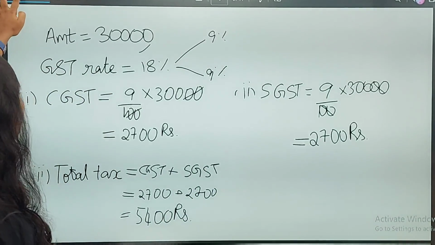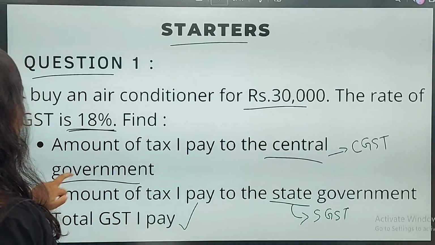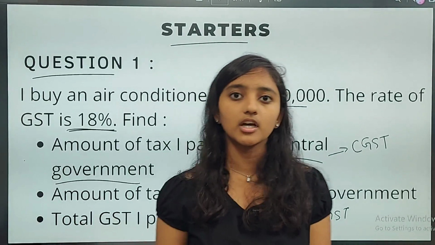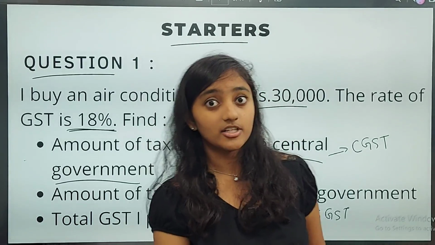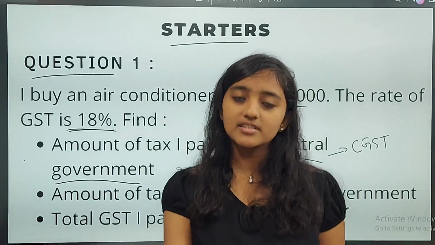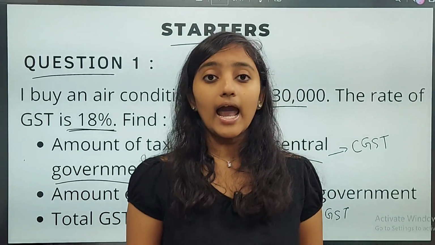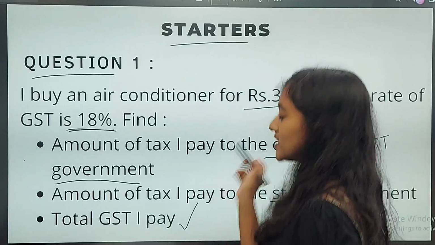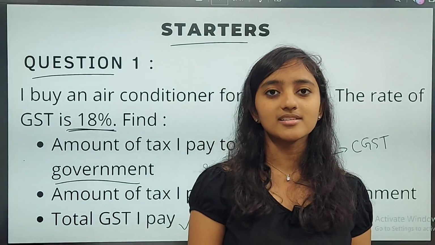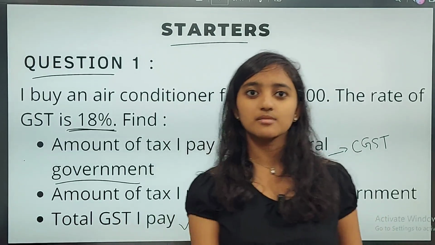Right? Let's just go back to the question and see if everything we wanted is answered. Amount of tax paid to the central government, CGST, which is 9% of 30,000, which is 2,700 rupees. Then amount paid to the state government is again 9% into 30,000, which is 2,700 rupees. And the total GST I pay will be CGST plus SGST, which is 2,700 plus 2,700, which is 5,400 rupees. This is a very simple question.